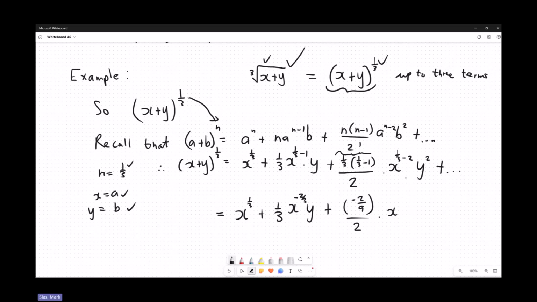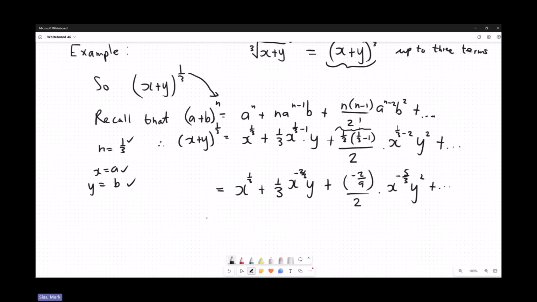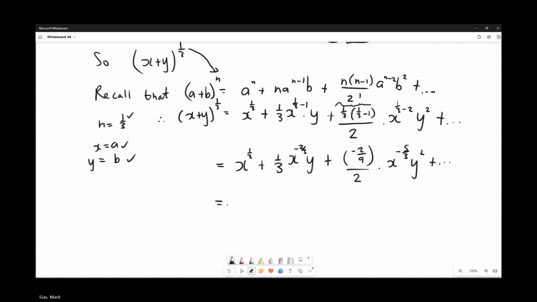And this is x to the power of a third minus 2. Now, what is a third minus 2? Anyone want to venture an answer there, guys? A third minus 2, guys? Anyone? Minus 5/3, right? y squared, plus, there are my 3 dots. And now we can simplify further, and we can write this as follows.